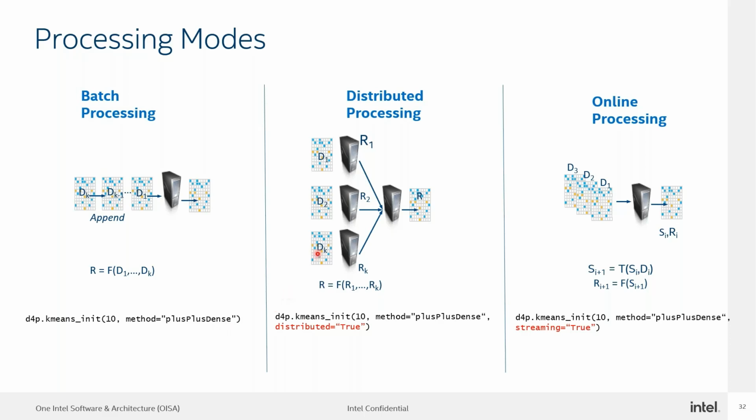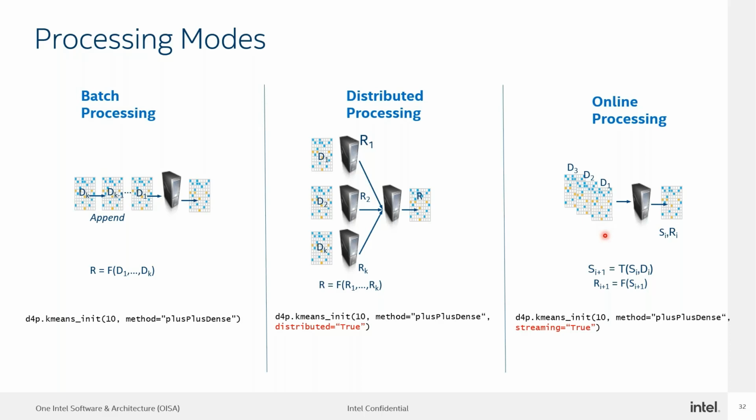If we are dealing with a great number of data sets, then we can use the distributed processing method. So literally, we can split the data set into multiple nodes, and then we do the distributed processing. The API calling method is also similar. So we will add one parameter, distributed equals true. Then the processing will be in the distributed way.